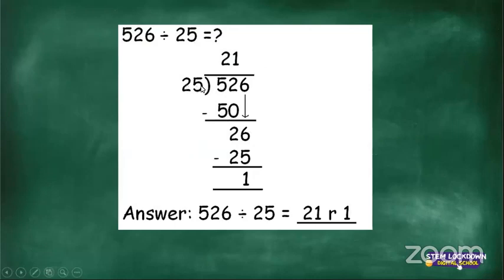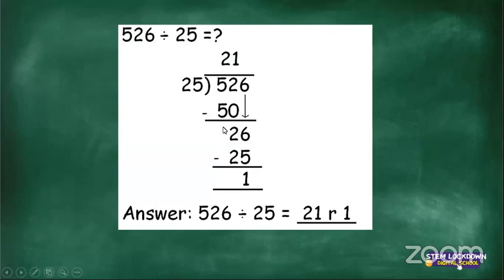You write 526 and divide by 25. So you ask yourself, how many times does 25 go into 5? It does not. You either write a 0 or you don't write anything. Remember to always write underneath the place value. So how many times does 25 go into 52? It goes 2 times, so you write your 2 here, and then you say 2 multiplied by 25, and you get 50. So you say 52 minus 50, the answer will be 2.